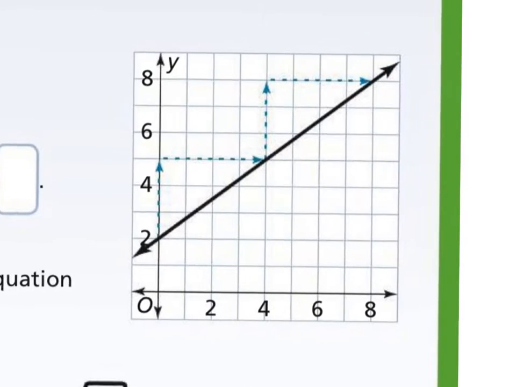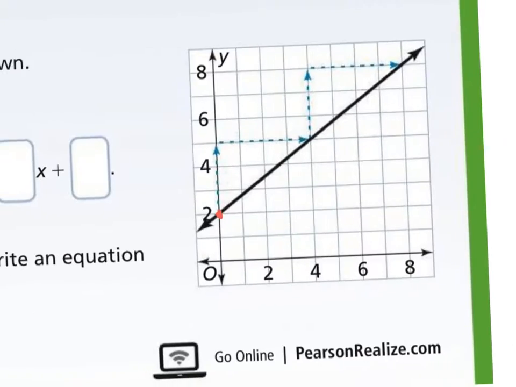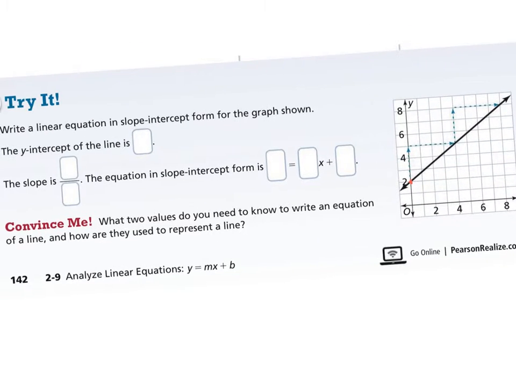So if we look at the graph, we've done this before. We can tell that our y-intercept is 2. In other words, the graph is hitting the y-axis at 2. So the y-intercept is 2. That's one thing we have to find. The other thing we have to do is find the slope.